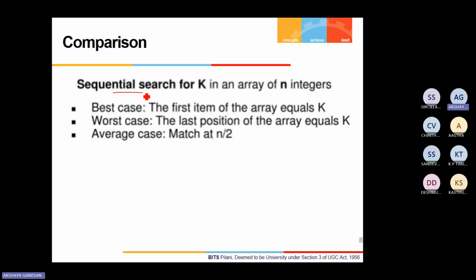Let's take a sequential search. Sequential search is linear search. Okay, what is the best case? You find the first item of the array to be k. Worst case, you have to go through to the end of the array and then only get the value of k, or you don't get the value of k. You have to search the entire array. And average is somewhere in between, you find the k. So these are the three cases.